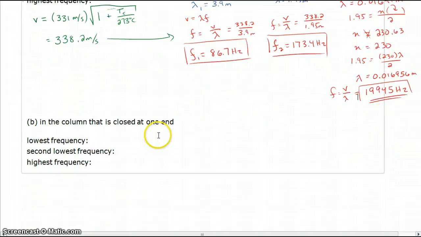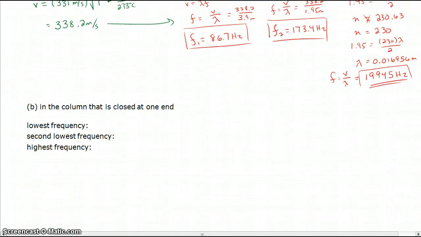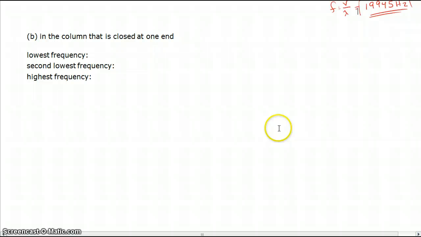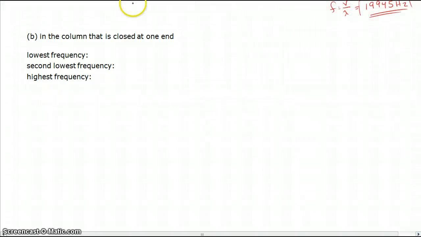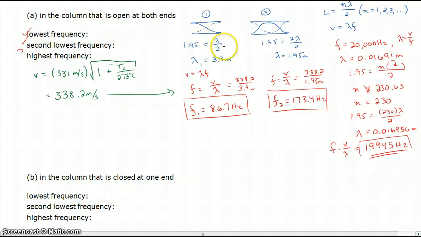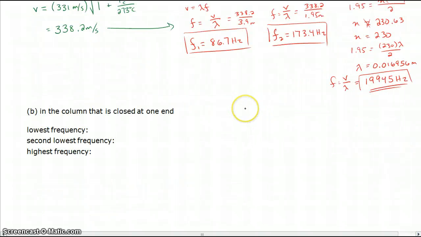Good for us. Now, basically, the problem says, hey, do it again. What about one that is closed at one end? Okay, so I can sketch that out for you again real quick too. Up here I did some sketches of those, so let's think about this in pictures first. Closed at one end is going to look like this. You have an antinode at the open end and a node at the closed end.